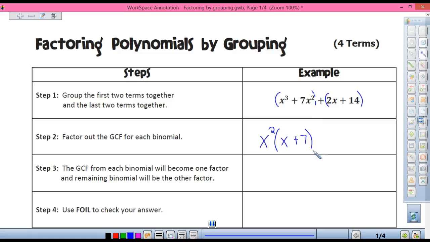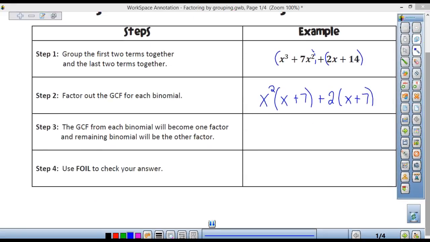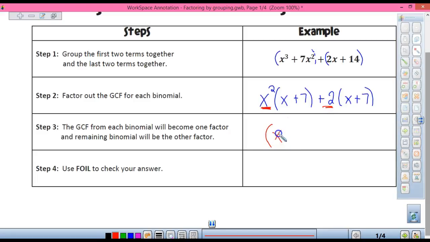And then I'm going to do the same thing for the second part. So plus, bring down your plus sign. What comes out? 2. And what do I have left over? X plus 7. So I have two that are the same, correct? So one factor becomes what I took out of both of them, x squared plus 2. I put those together. And my other term is what I have in common, which is x plus 7.